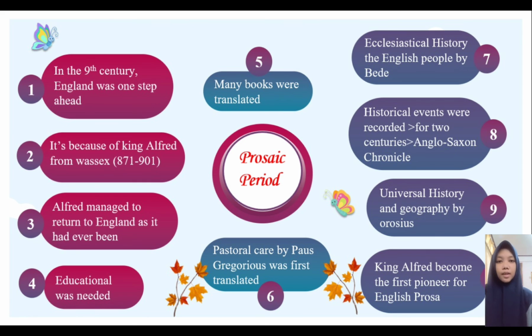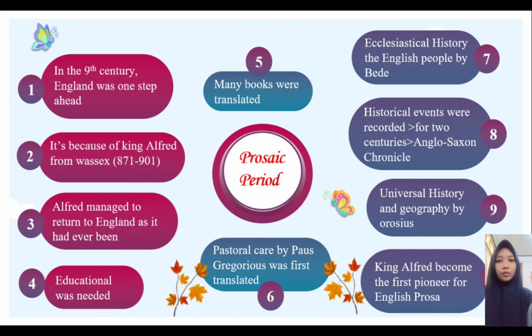This book was translated for the first time so that it could be used as a guide for the clergy who at the time were still lacking in knowledge. And then the Ecclesiastical History of the English People by Bede, a book that Alfred translated so that his people could know the history of their nation.